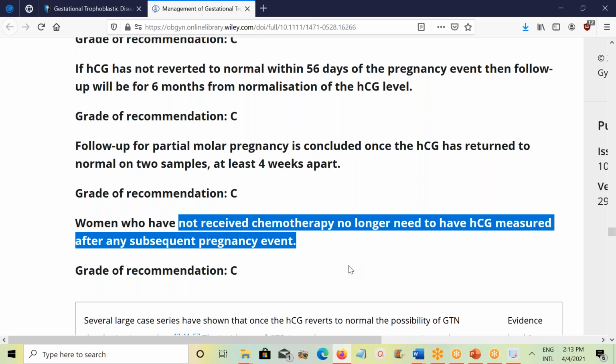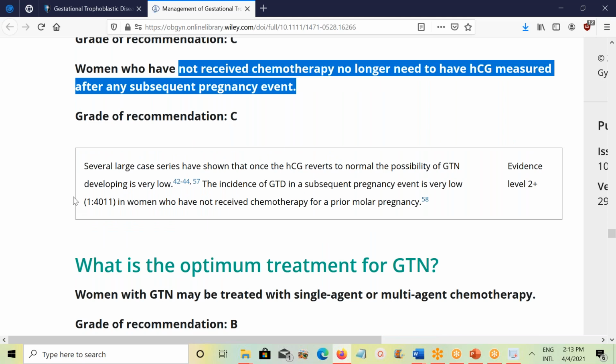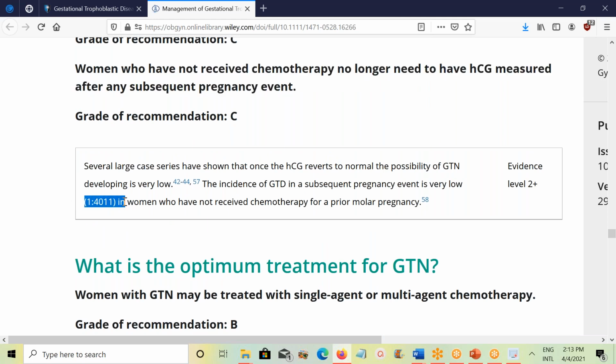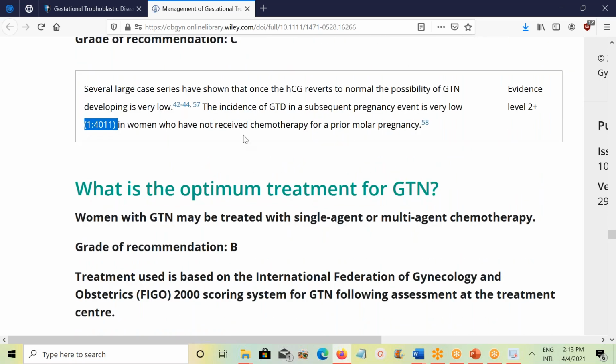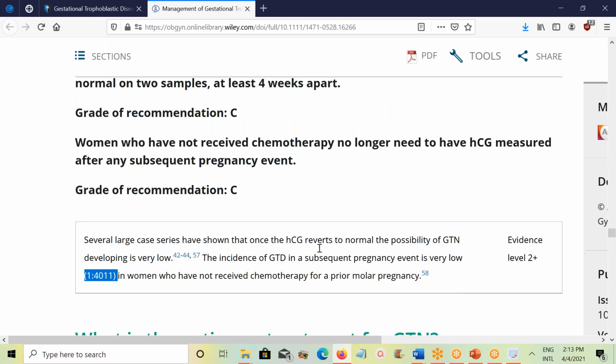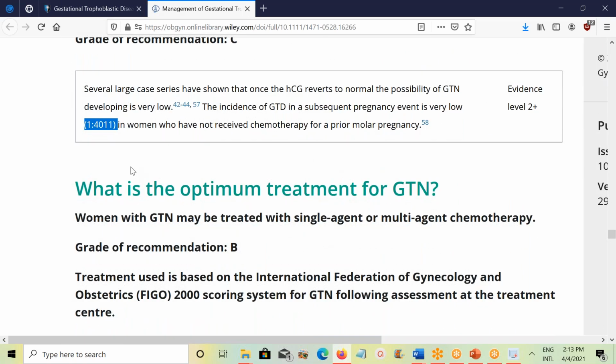And if no chemotherapy is received, then the chance of having GTD in the subsequent pregnancy is going to be very, very low. The guideline will tell you that in that case the chance is going to be 1 in 4,000. So if they didn't receive any chemotherapy, we don't have to put them on follow-up. If she had no chemotherapy, no follow-up after subsequent pregnancies, the chance of having GTD, not GTN, will be 1 in 4,000. Previously the risk was higher.